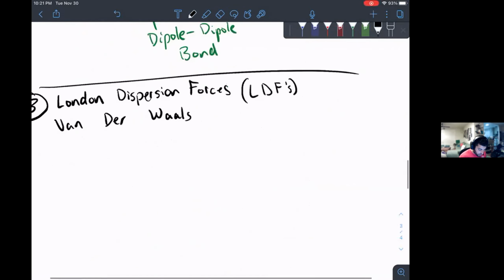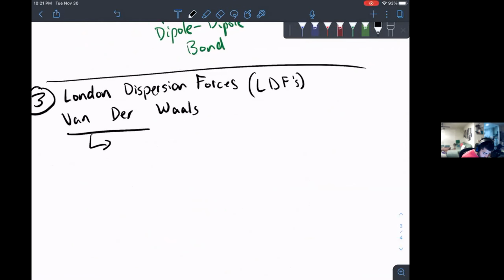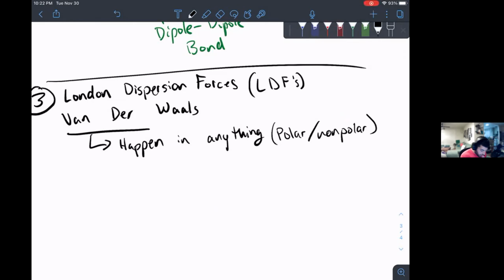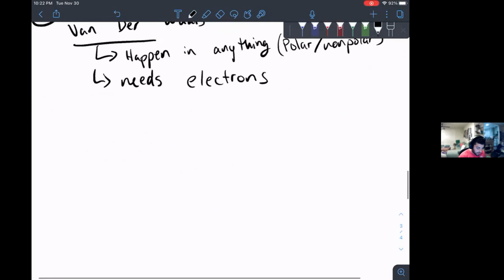London dispersion forces happen in anything, polar or nonpolar. The only requirement is that something needs electrons. So one of the things we can look at is we'll go ahead and look at neon.